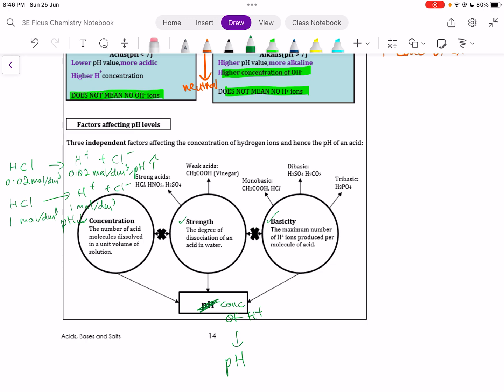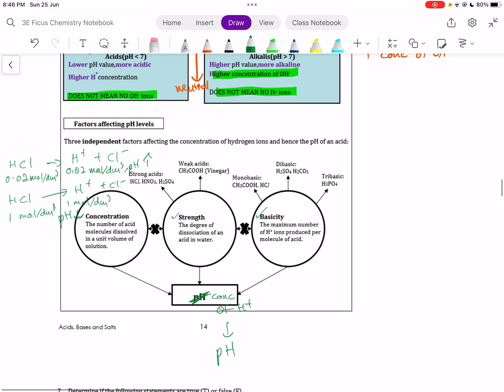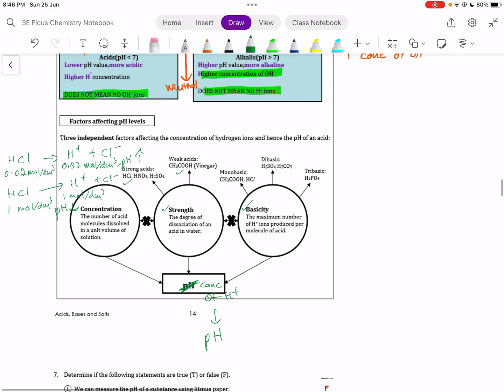Okay, then we come to strength. Strength, you have strong or weak. Let me just pick an example: ethanoic acid versus something like HCl, because both are monobasic. Okay, good comparison. So ethanoic acid I shall simplify to something like this.